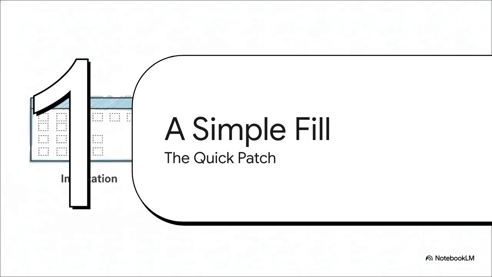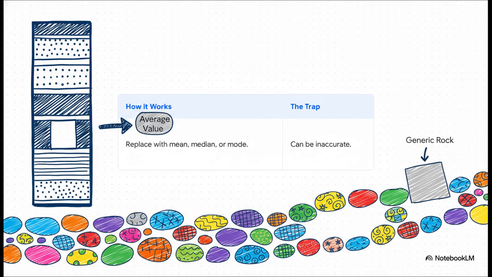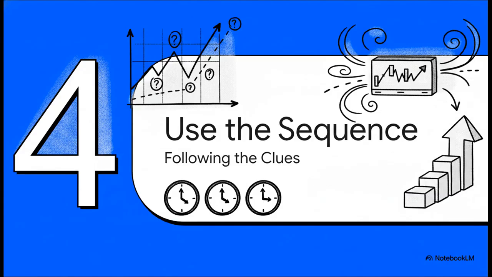All right, so what if we don't want a shorter path? Let's talk about our first replacement technique. Think of this as the quick patch, a super straightforward way to just fill the hole. Here's how it works. You just calculate the average of the whole column, that could be the mean, median, or mode, and you use that number to plug the gap. It's fast, and it keeps your data set the same size. But, and this is a big but, there's a trap. This method is completely blind to context. It just assumes the missing value is probably close to the average. In our mosaic, this is like finding a missing pattern tile and just sticking a generic, plain gray rock in its place. Yeah, it fills the hole, but it completely ignores the unique color and pattern of the path around it.